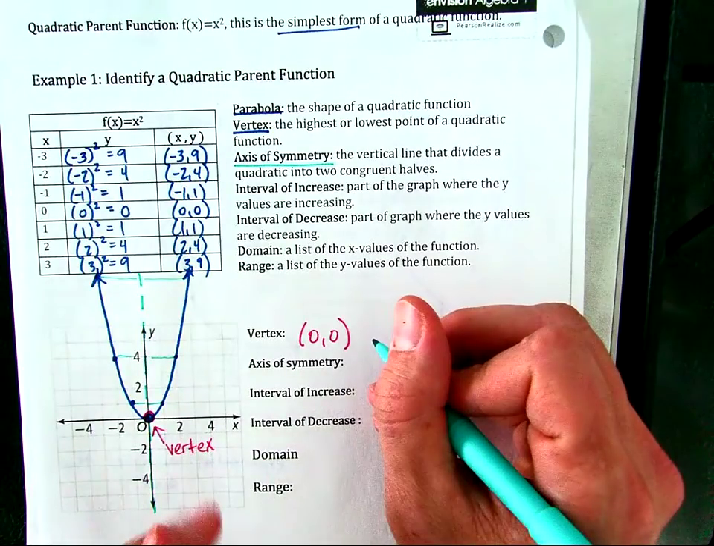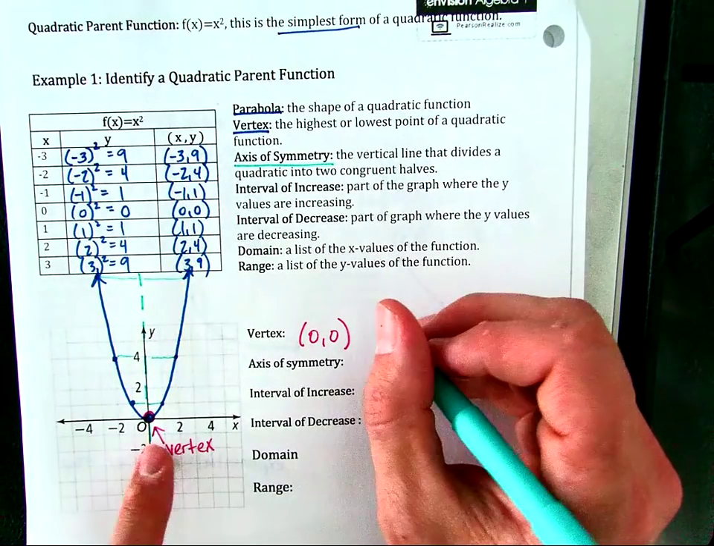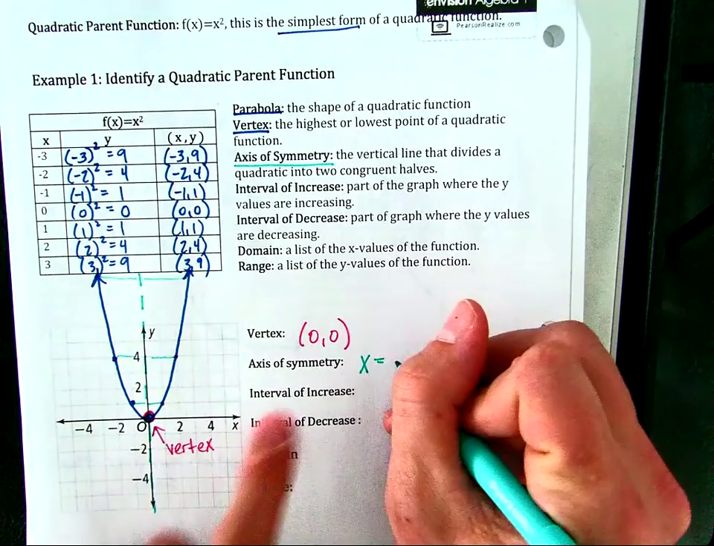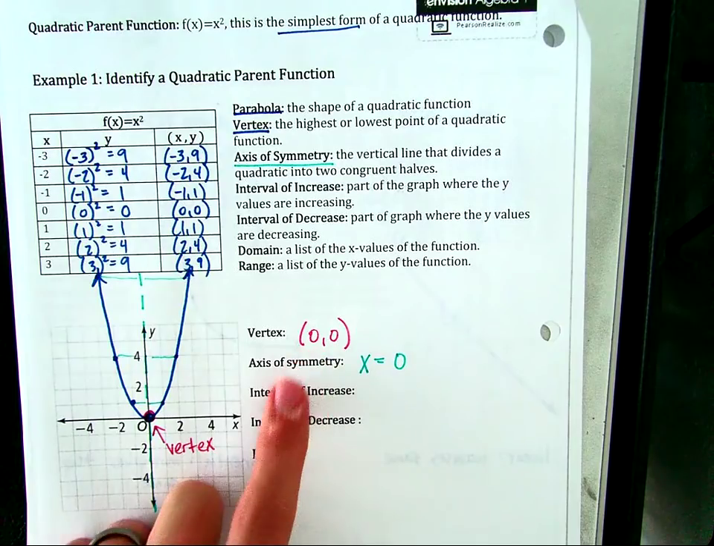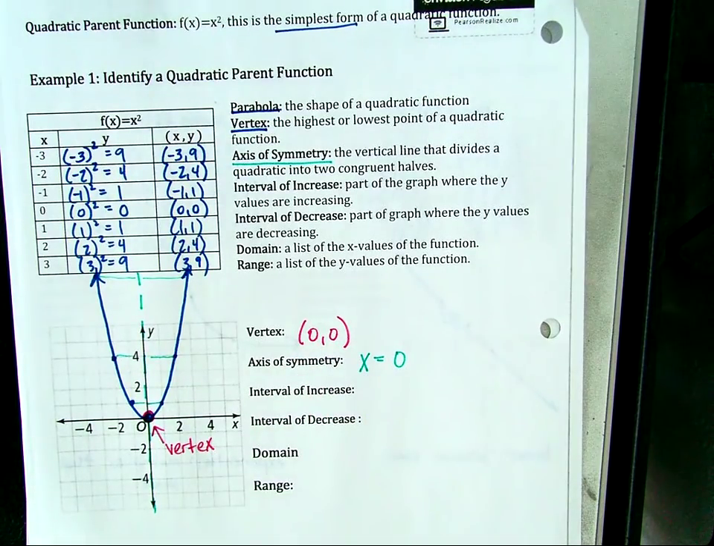Remember, vertical lines are lines x equals, and you're going to take whatever the x value of the vertex is, and that's going to be the equation. So the axis of symmetry is x equals 0.